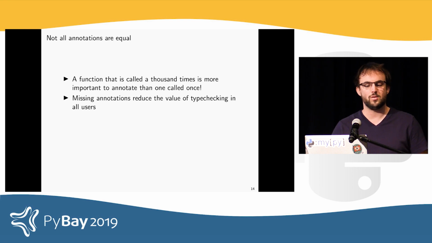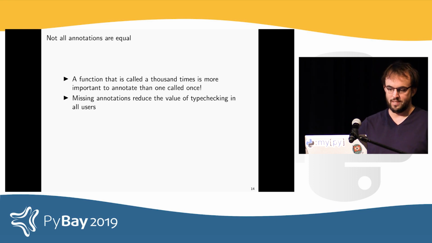And also, if a function is called 1,000 times, probably it's going to be called more times, right? Probably there'll be more places added, and so catching new bugs introduced is more important than if there's only one call site, which maybe it'll only ever have one call site. And so when a function misses annotations, it reduces the value of type checking in every function that calls it. And so fixing those is important.